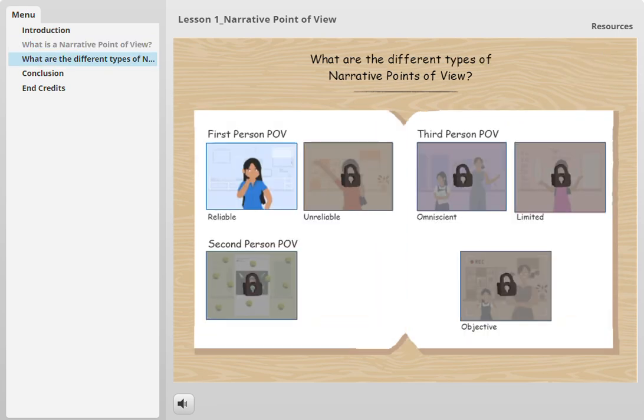There are two main types of narrative point of view: first-person and third-person points of view. Within each type, there are differences as well. We will discuss in detail 5 different kinds of narrative point of view. Click on the first box to begin.